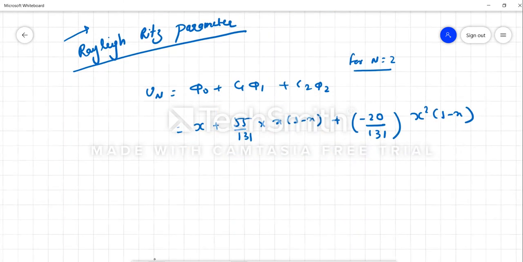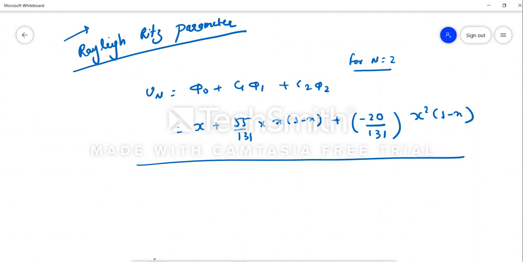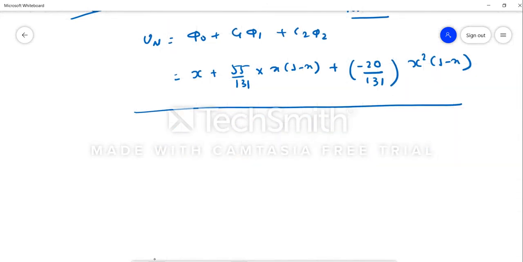That's all for today. In this Rayleigh-Ritz method, I have taken both the homogeneous condition and non-homogeneous condition, and in the next lecture we will solve the weighted residual method. If you are facing any kind of difficulty with this lecture, you can follow the previous lecture. It will help you to understand. In the next lecture we will continue.